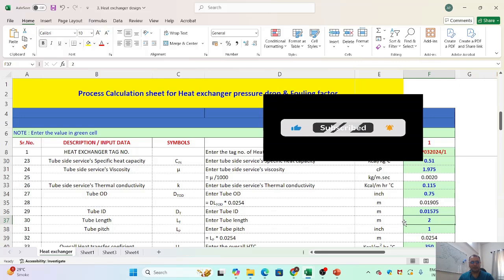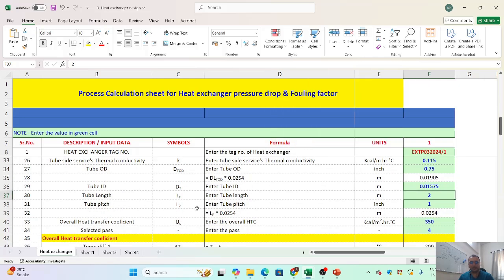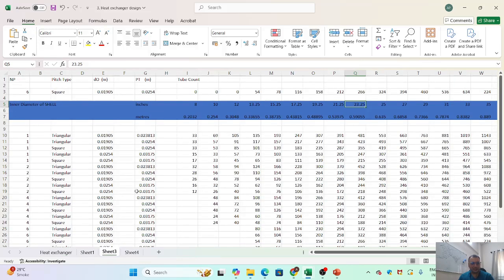Yeah, you can make it 3-4 as you wish. Tube pitch. Now this is a standard value of tube pitch. You can just give one meter, and also you can check here. I have given here. So if it's a triangular tube, then the pitch, so this is the pitch PT. So you can see it is 0.0254. So these are the standard values of tube pitch, which you can select.